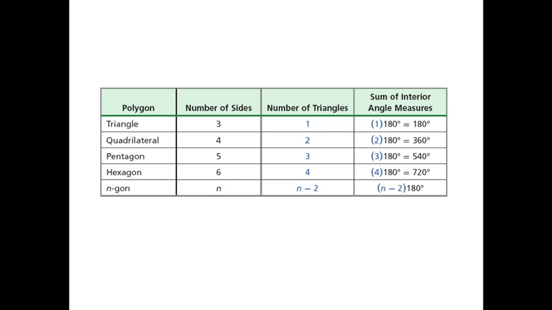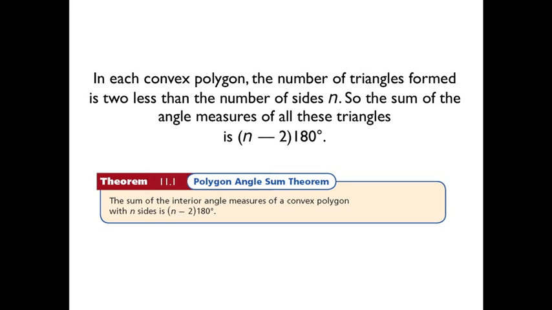So we actually have a theorem that represents this, and it's based on that very last polygon there, the n-gon. You can see that the number of sides minus 2 is the number of triangles that we can get, and multiplying that by 180 gives us the sum of all the interior angles in an n-gon. So here is that theorem. It's Theorem 11.1, the Polygon Angle Sum Theorem. You'll want to write that down, and then you can pause the screen if you need to, and then move on to the next slide.